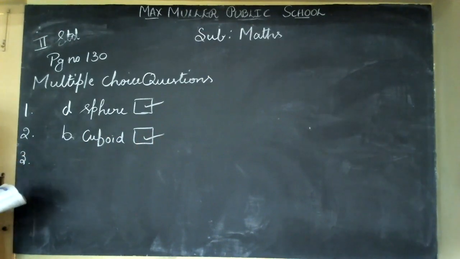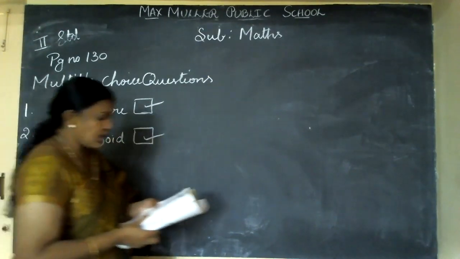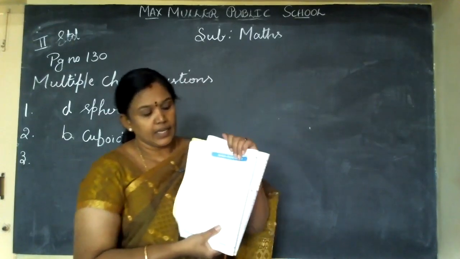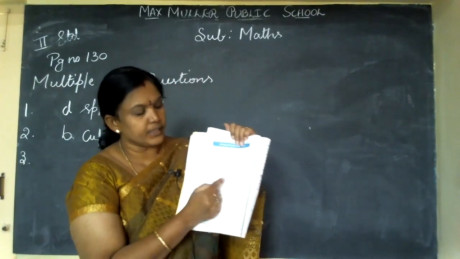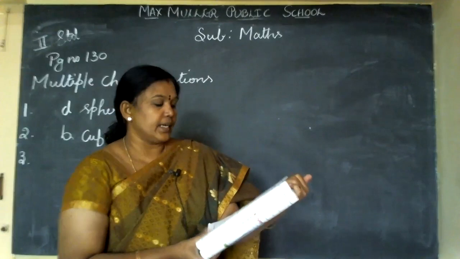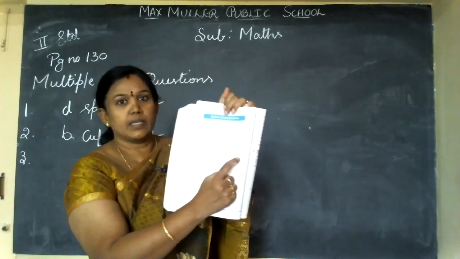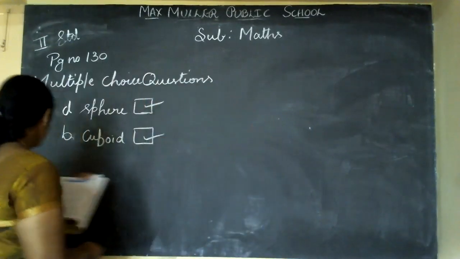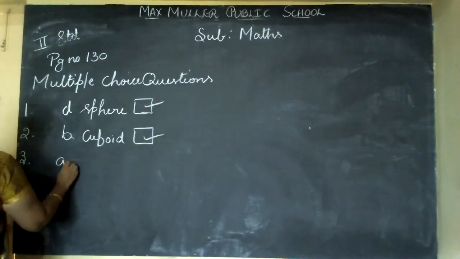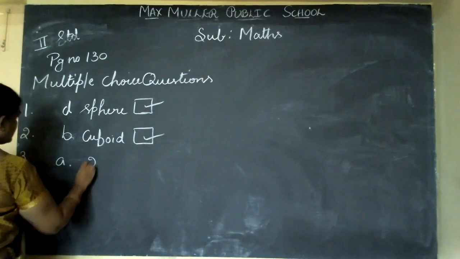Third one. How many triangles are there in the given figure? See, here one figure is there. How many triangles? You want to count the triangles and write. See how many triangles are there. This is 1. This one is 2. So 2. A, 2.